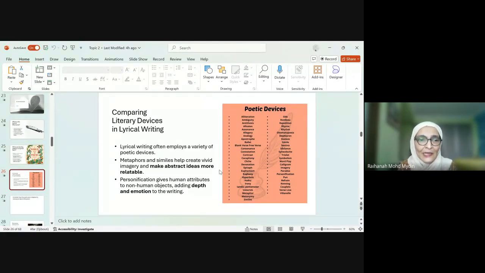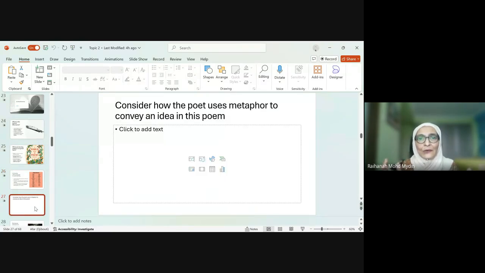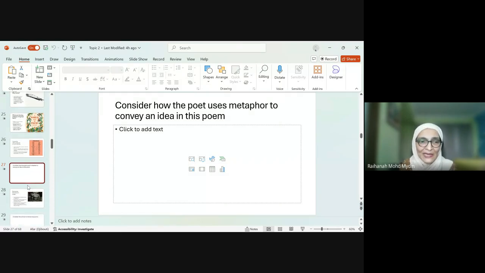So when you're reading a poem, for instance, consider how the poet uses metaphor, symbolisms, or similes, or figurative language generally to convey an idea in any poem. And this idea, it can be The Road Not Taken, that we covered with the master's class, or even any of the poems that you're familiar with.